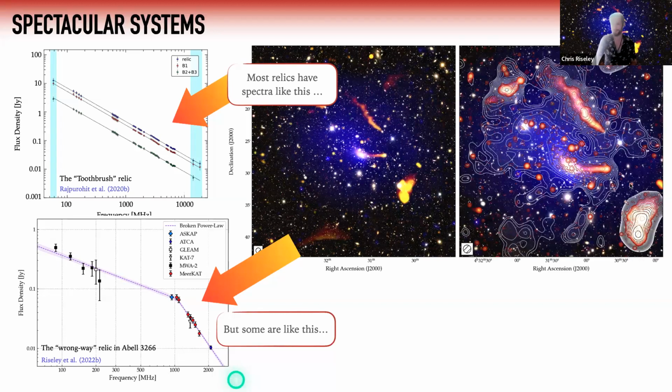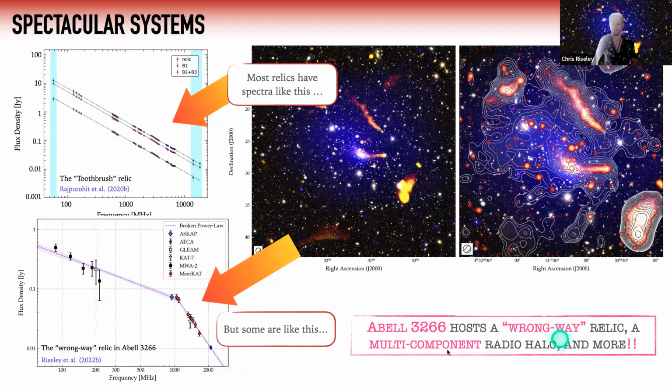It also hosts this highly extended radio halo that we only see after applying some clever spatial filtering algorithms to the field, and that's what you're seeing here in white. It hosts this wrong way relic, multi-component radio halo, 8 resolved radio galaxies, this ultra steep spectrum fossil up here towards the northwest that at high frequencies, i.e.